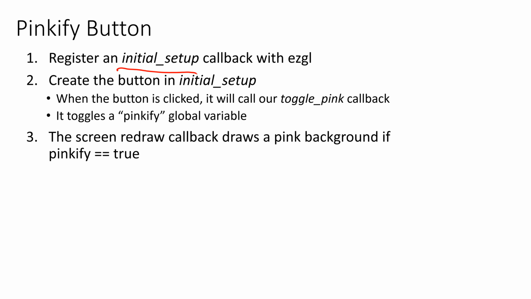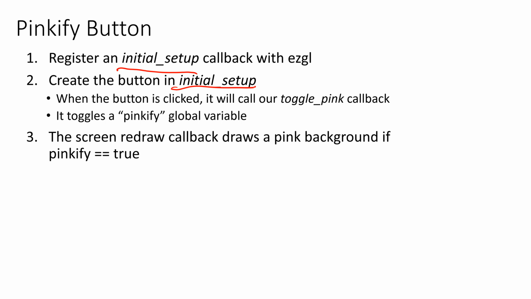I can't create that button until the window exists. It doesn't make sense to create buttons in a graphics layout when the graphics window doesn't exist yet. So I have to put this in an initial setup routine. I need the window to be created, and then I need EasyGL to call some more code that's going to add some stuff. So I register another callback, the initial setup callback. Then I've got to write that callback, and in it I'm going to write a little bit of code to create the button.